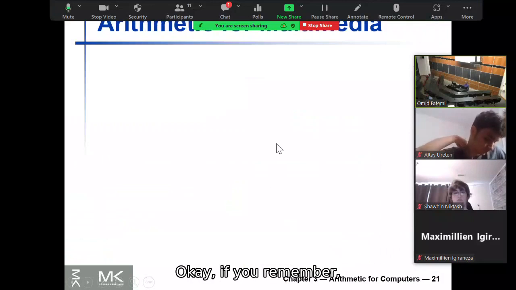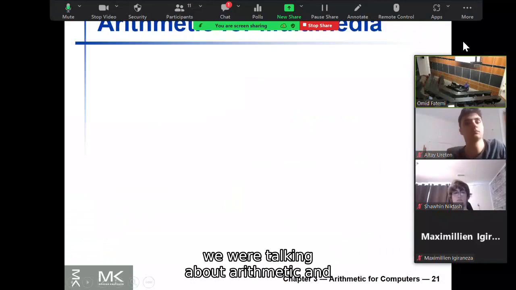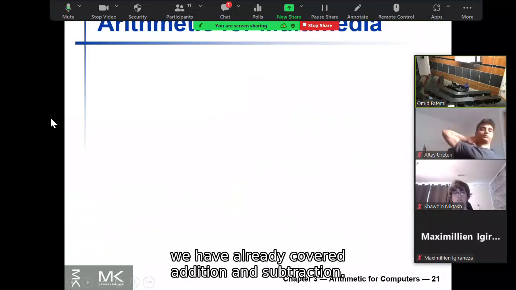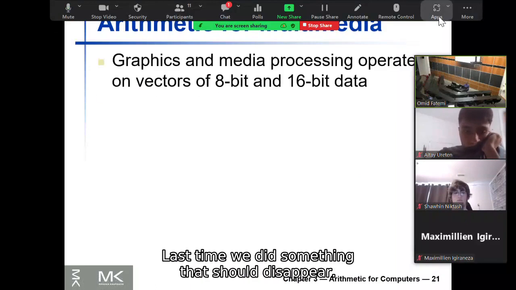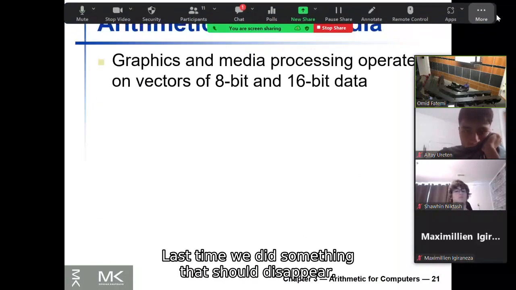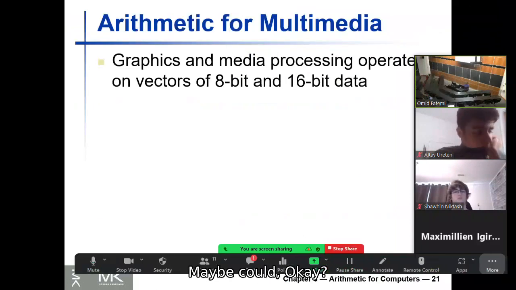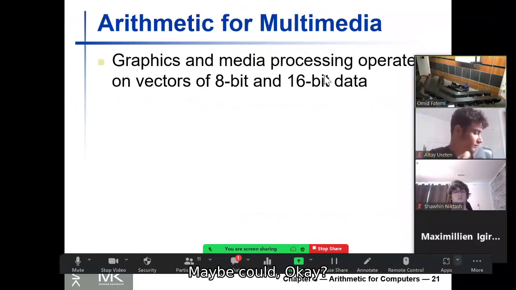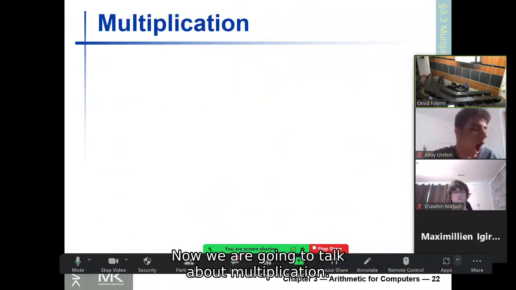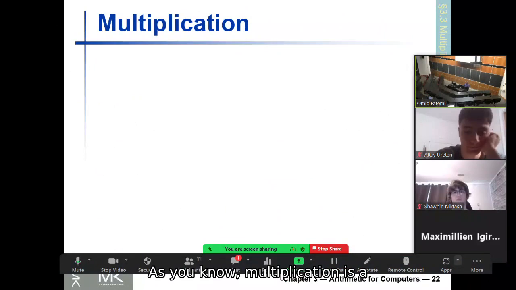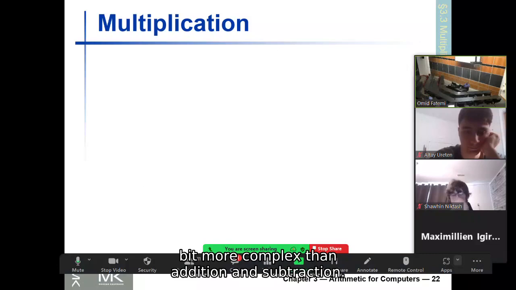If you remember, we were talking about arithmetic, and we have already covered addition and subtraction. Now we are going to talk about multiplication. As you know, multiplication is a bit more complex than addition and subtraction.